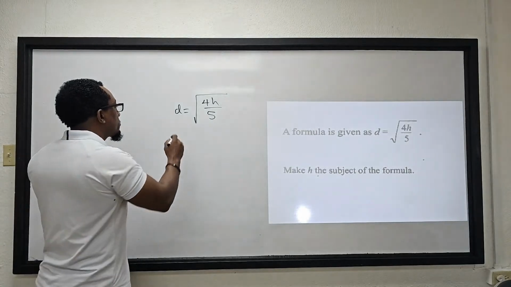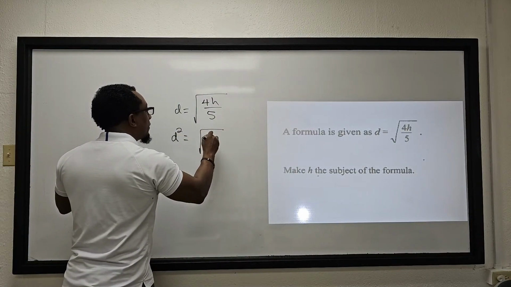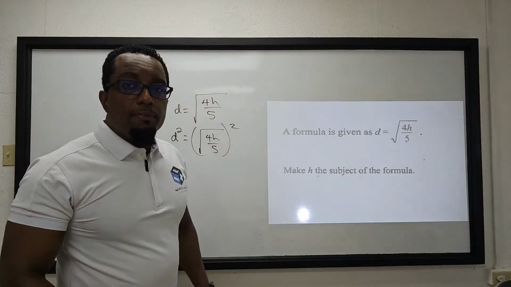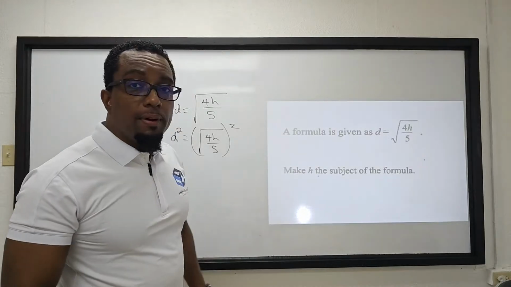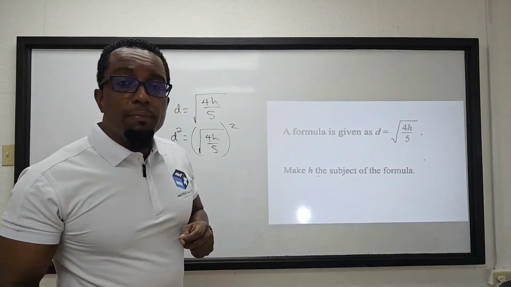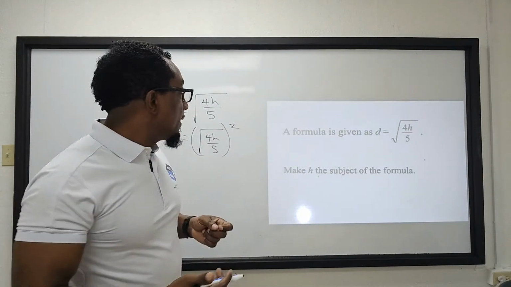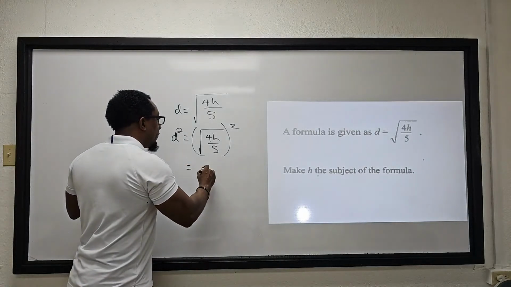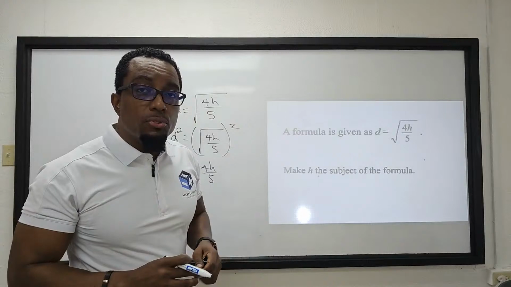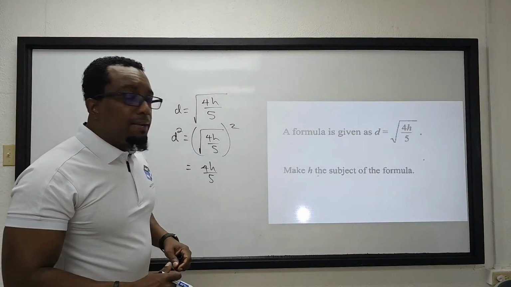So I'm going to find the square of d, and I'm going to find the square of the square root of 4h over 5. Once I find the square of the square root of 4h over 5, that square root symbol will automatically be removed. And this will become 4h over 5. So to remove the square root symbol, you must find the square of both sides. And of course, this is 4h over 5 = d².